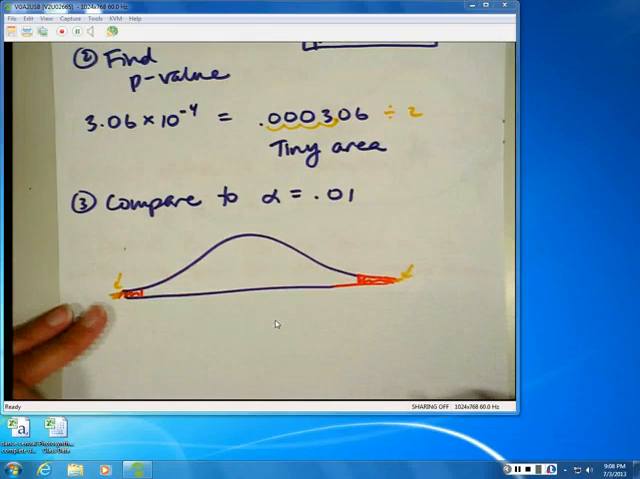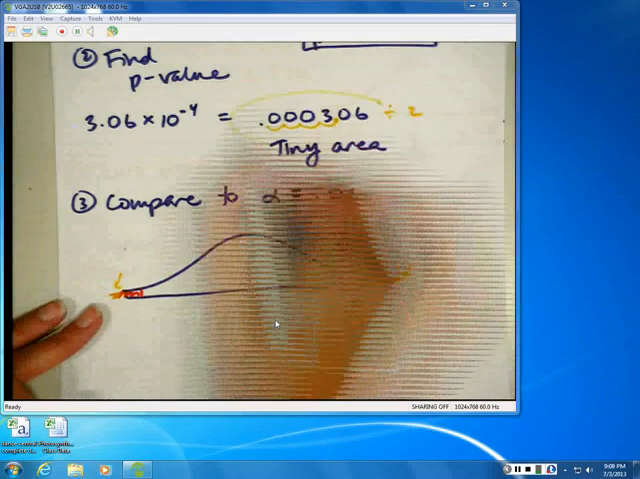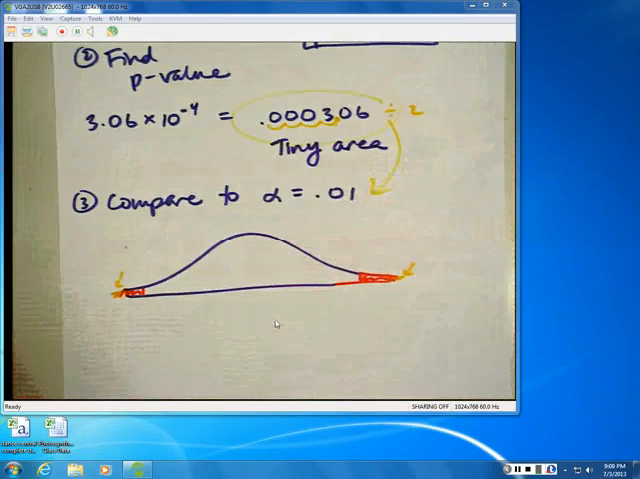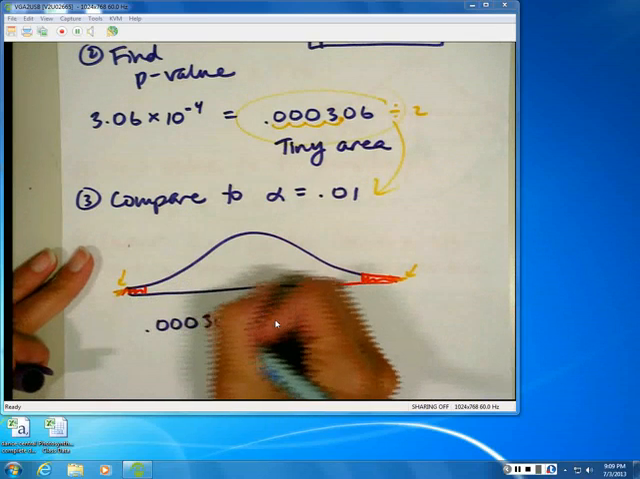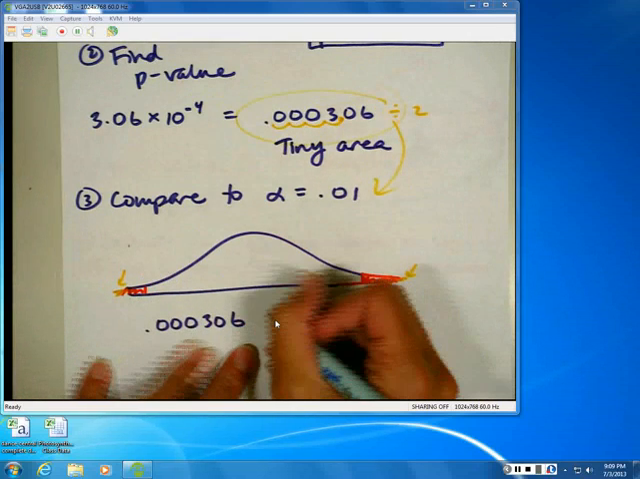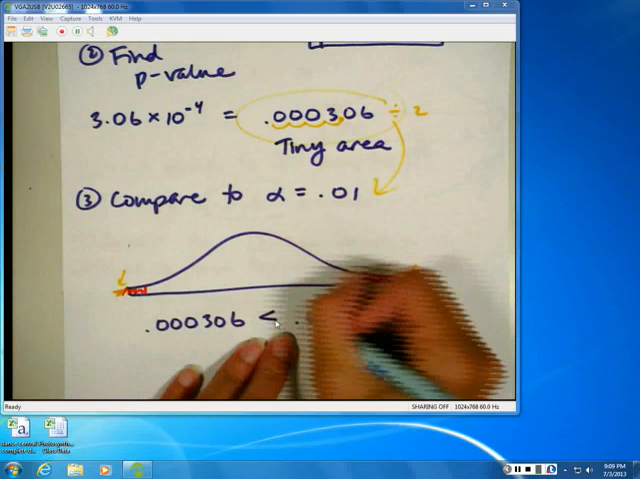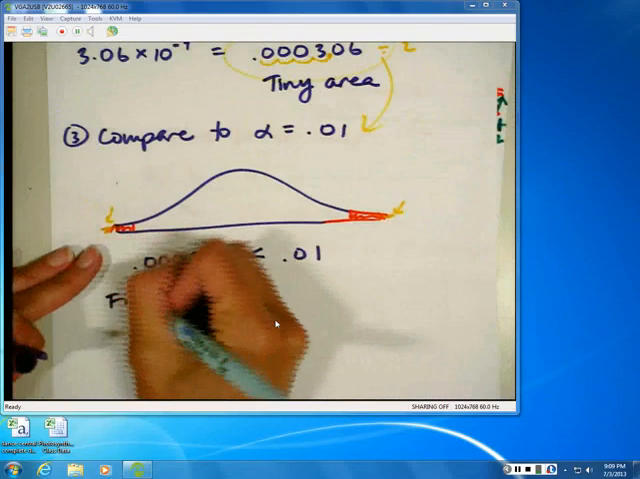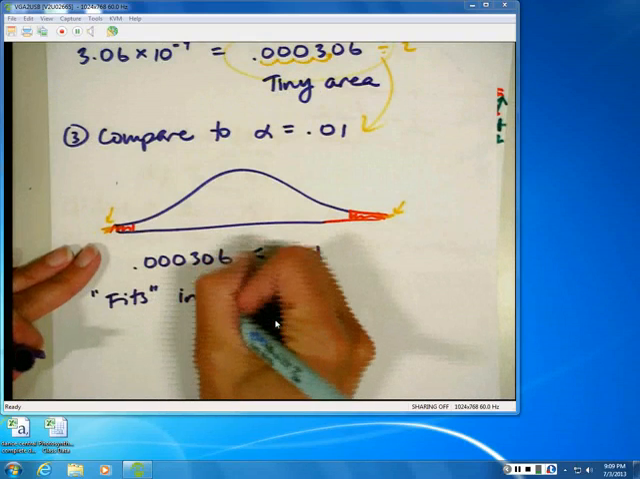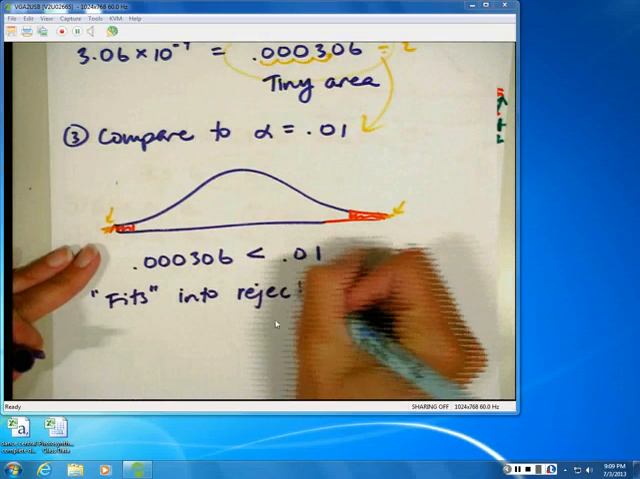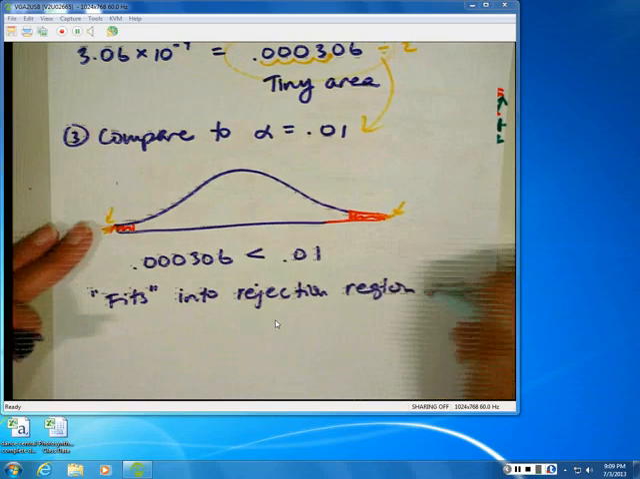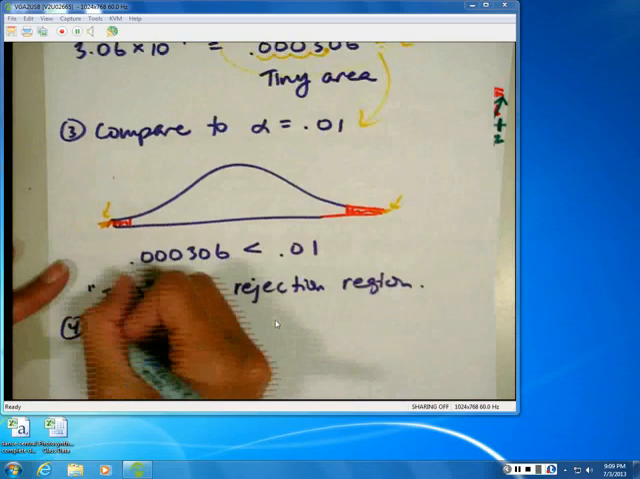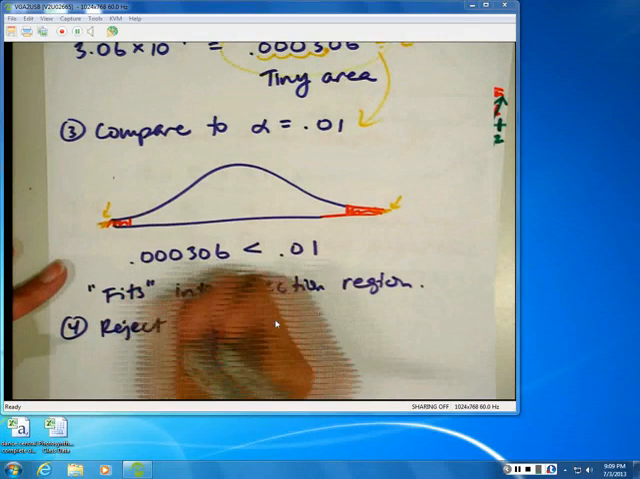It's too tiny. This p-value is smaller than my significance value. Remember, these are sizes. So the size cut off by my sample proportion is smaller than the size of the rejection region. So that means it fits into the rejection region. It's tiny. Of course it fits into my rejection region. And we can say step number 4, we reject the null hypothesis.